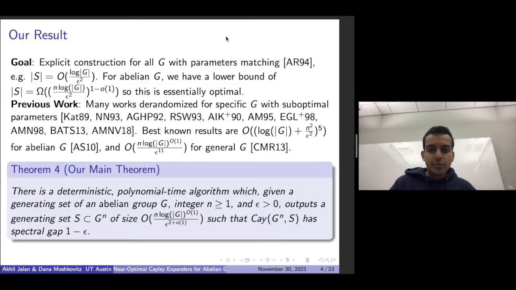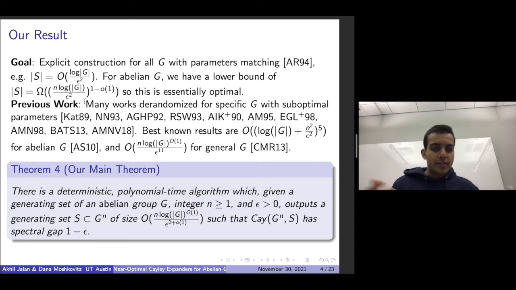So our result is to give an explicit construction for abelian groups. We should say that for abelian groups, the upper bound that Alon and Roichman gave is also roughly the same as a lower bound. So if I have, this should say G to the n, but if I have an abelian group G and I take its product n times, then we know that an expanding generating set must have at least this size, which is roughly the same as the upper bound.